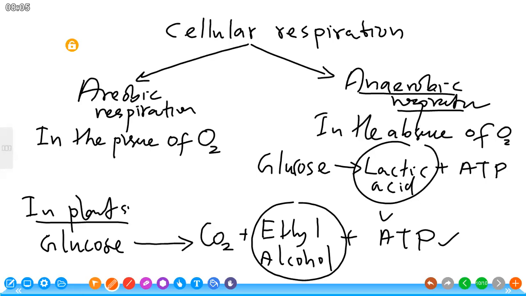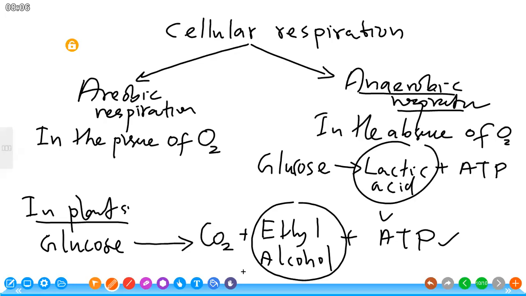Under anaerobic respiration, in animals, lactic acid is produced, and in plants, ethyl alcohol and carbon dioxide are produced.